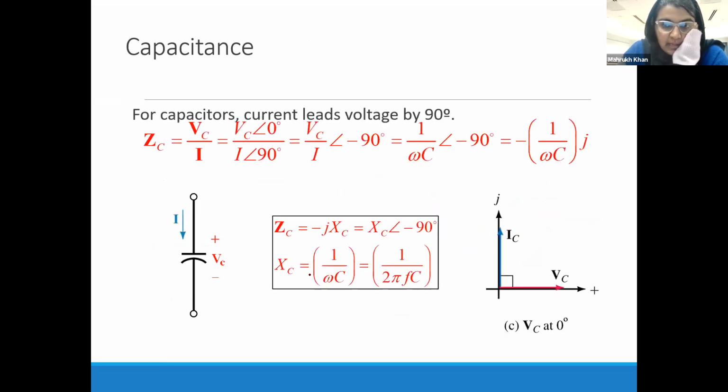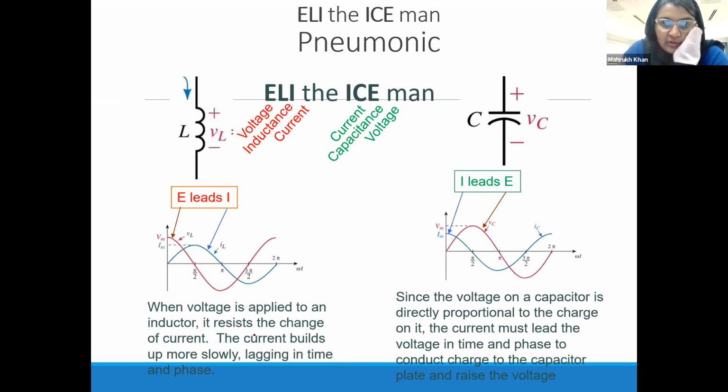So if I just put it in this way again, it should be my reactance and impedance, and that's about it. They actually tell you how you can remember this. It's ELI the ICEman. ELI is voltage, inductance, and current. So voltage is leading the current in an inductor, and current is leading the voltage in a capacitance. That's how you remember it.